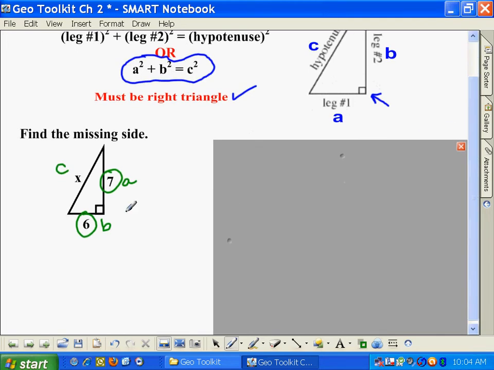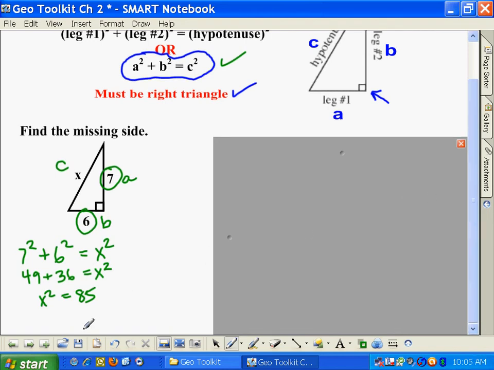So now we're going to set up and actually solve this. A squared plus B squared equals C squared. That's our theorem right over there. So I will say 7 squared, because that's what A is, plus the other leg squared, 6 squared, equals x squared. Now it's just a matter of simply solving this. 7 squared is 49, 6 squared is 36, equals x squared. I'm going to reverse things here, moving the x squared to the other side. So I have x squared, and 49 plus 36 is 85. The last step is to undo a square. How do you undo squares? Well, you square root them. So I'm going to square root both sides. So x equals the square root of 85.